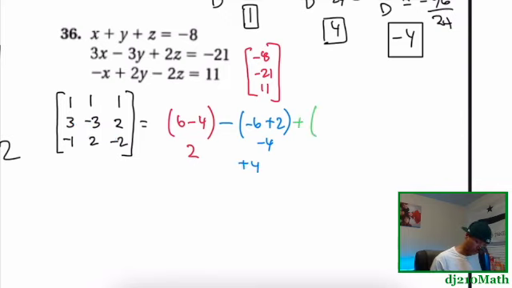Plus 1 times this diagonal, 6, minus this diagonal, positive 3. So 3. Right, negative times negative is a positive. All right, that's going to be positive 3. So 2 plus 4 plus 3. 7, 8, 9. D is 9.